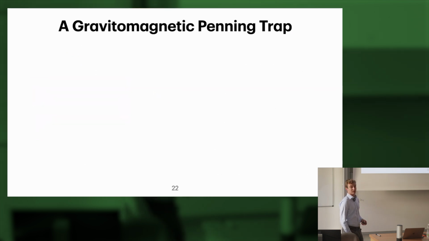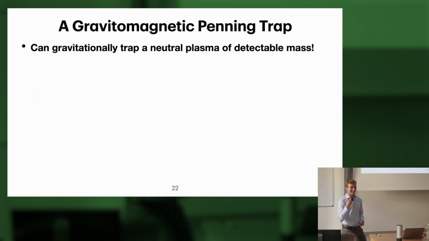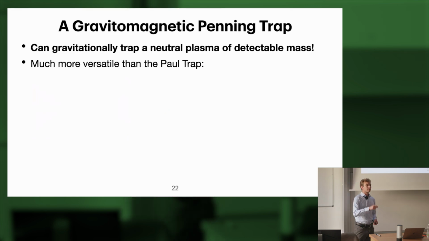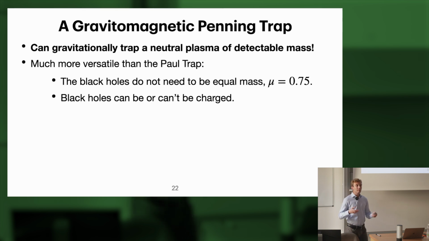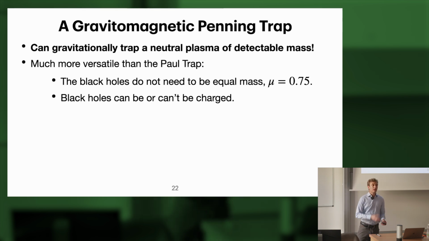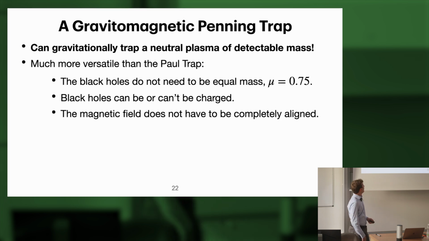Let's see what else makes this trap interesting. Once again, emphasizing trapping a neutral plasma. Secondly, this is much more versatile than our Paul trap analogy, because the black holes do not need to be equal mass. It is flexible up to mu equals 0.75, which means one black hole can be 3 times larger than the other one, and we will still have an analogous Penning trap that can trap a neutral plasma. Also, black holes can be charged, can't be charged, doesn't matter. It is still stable. And also, the magnetic field that I just said does not have to be completely aligned. It can, in fact, be 10 degrees off axis, so quite flexible.